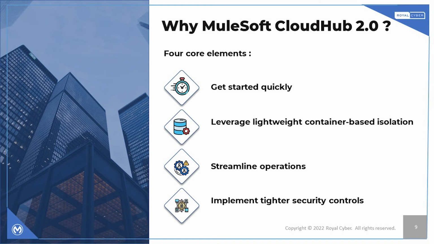Leverage lightweight container-based isolation. Kubernetes-based architecture makes CloudHub 2.0 much more efficient with every single application that is deployed on it. It will help you to scale up or scale down easily. We can deploy the replicas of the same application across different availability zones. The UI-driven metrics help reduce the time and cost.